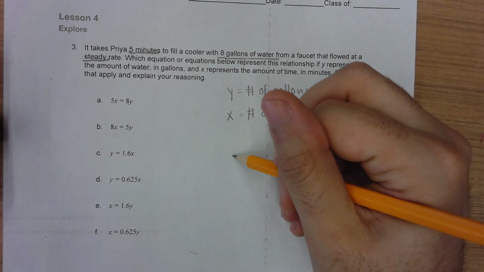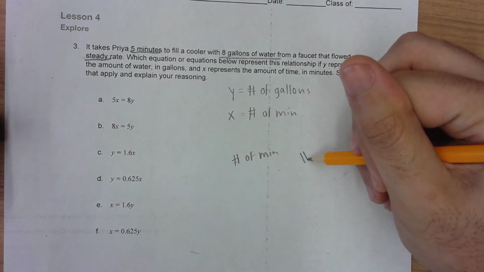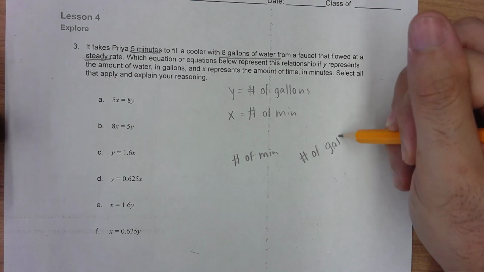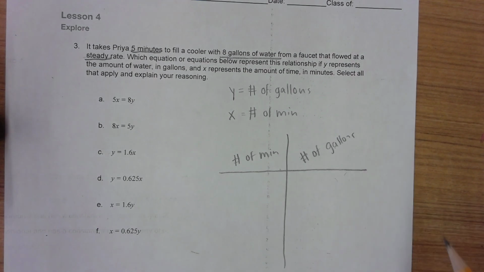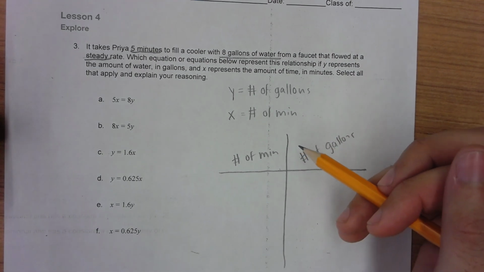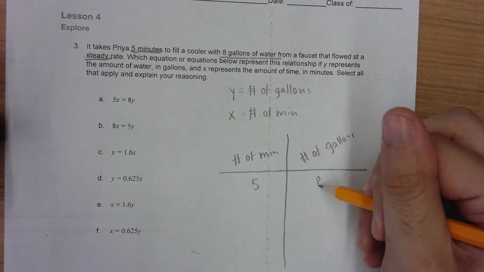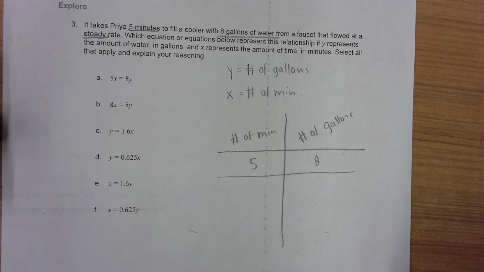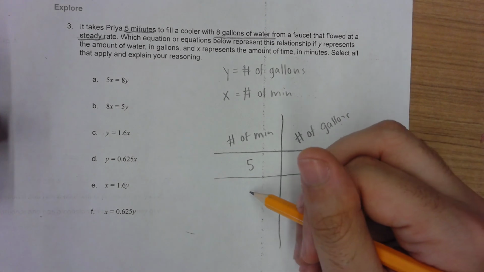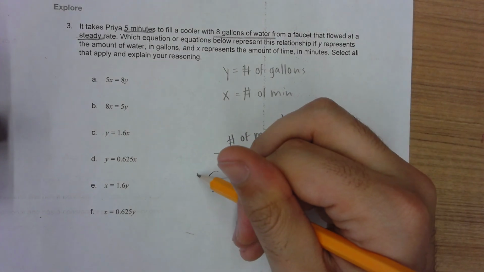Now, if x represents my number of minutes and y represents my number of gallons, then I can draw a ratio table to get me to some equivalent ratios. We have number of minutes, 5. We have number of gallons, 8. Usually in these types of situations, I want to find a unit rate. In other words, I want to get my x to 1. When I get to 1 minute, I need to divide both sides by 5.